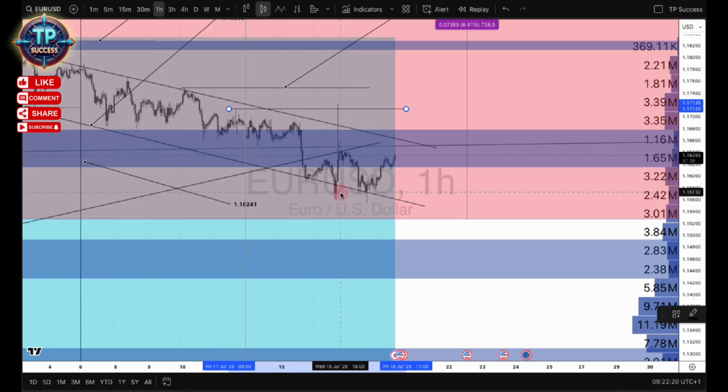So the data that came out on the Wednesday that pushed market all the way up, depending on when you tapped in with your sell, this really could have hurt. And as you can see now, price is heading back up in this direction.